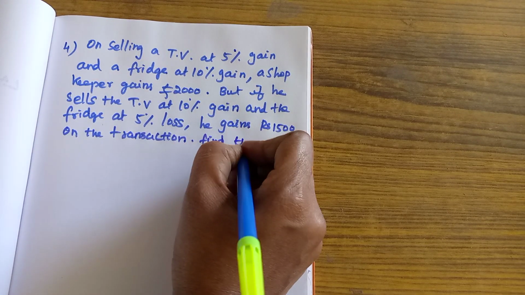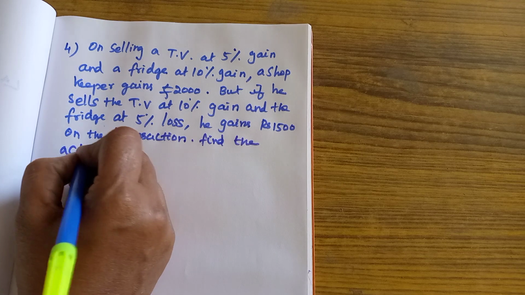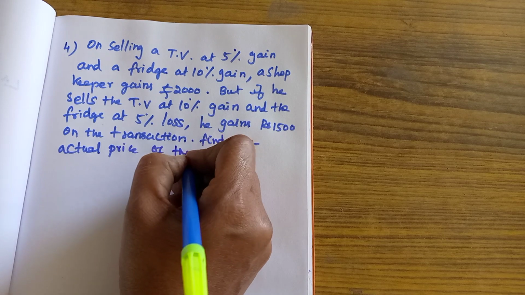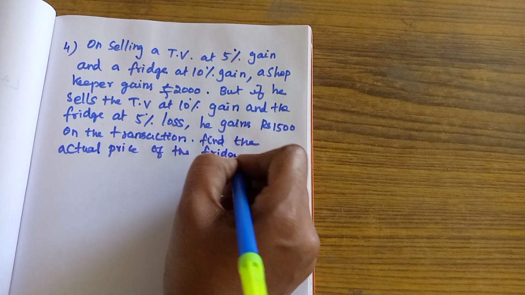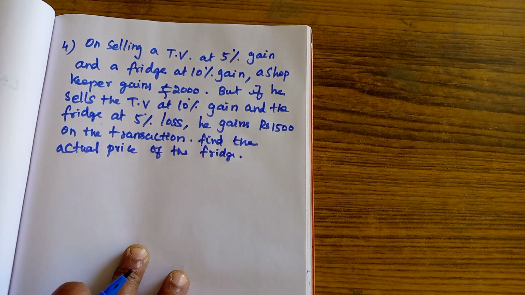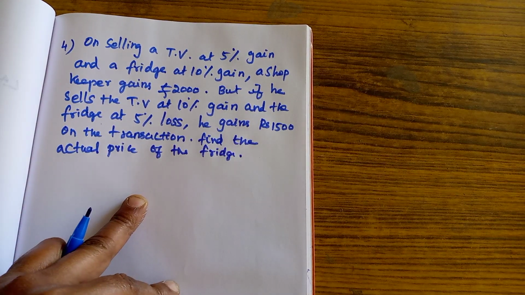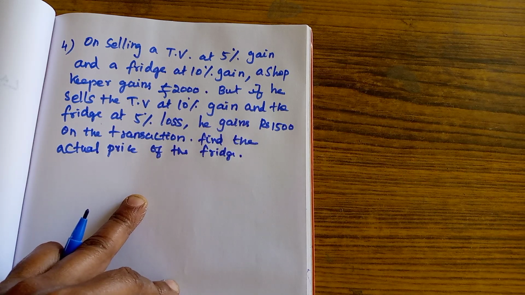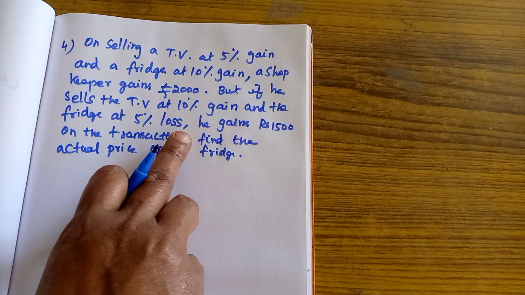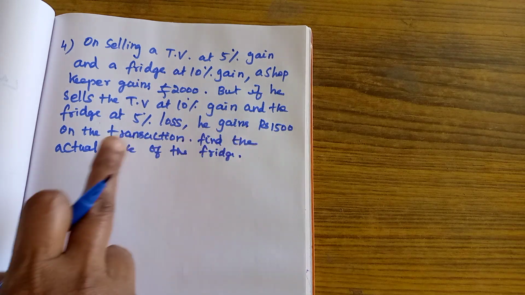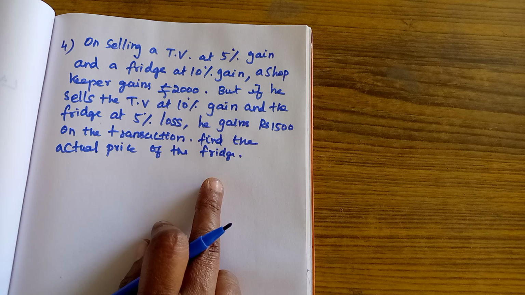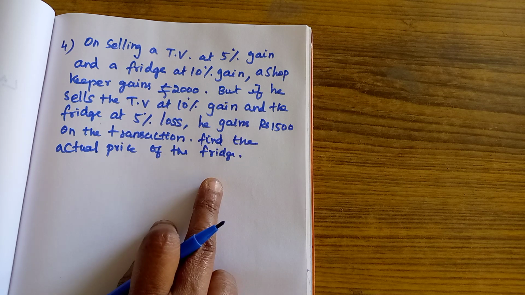Find the actual price of the fridge. Okay. What is the question now? On selling a TV at 5% gain and a fridge at 10% gain, a shopkeeper gains rupees 2000, but if he sells the TV at 10% gain and the fridge at 5% loss, he gains 1500 rupees on the transaction. Find the actual price of the fridge. We have to find out the actual price of the fridge.